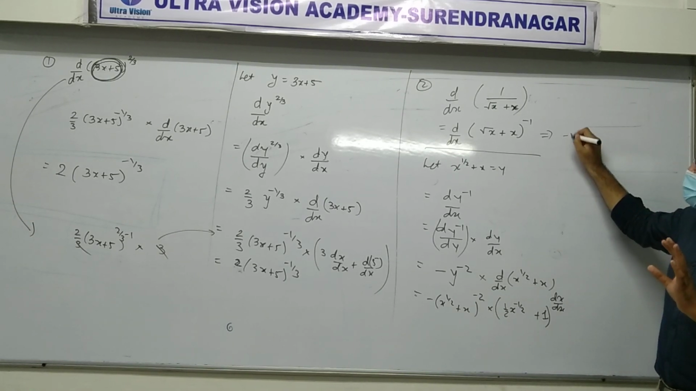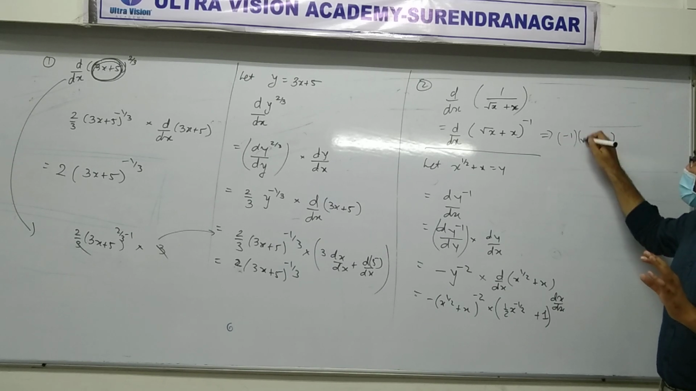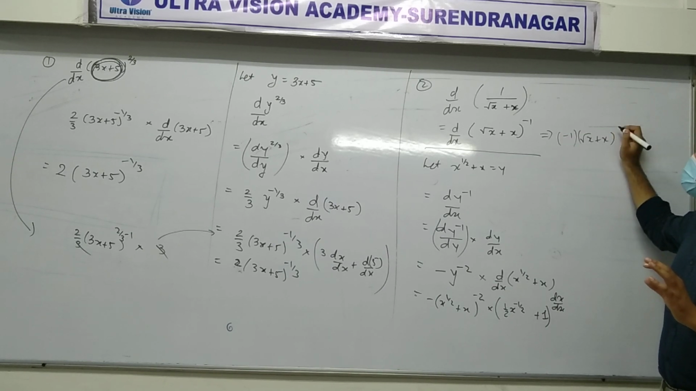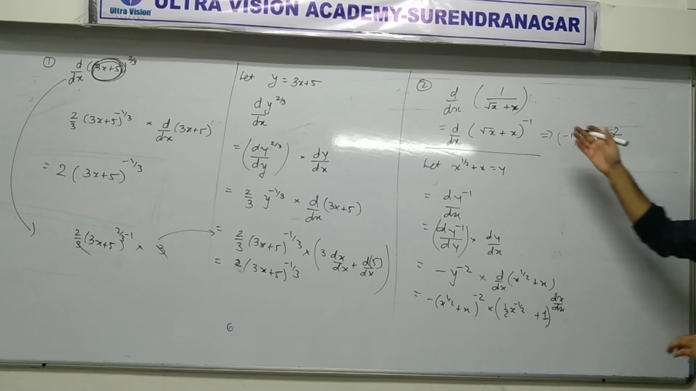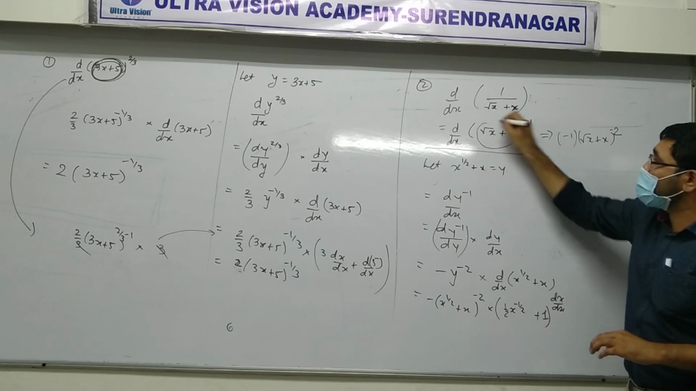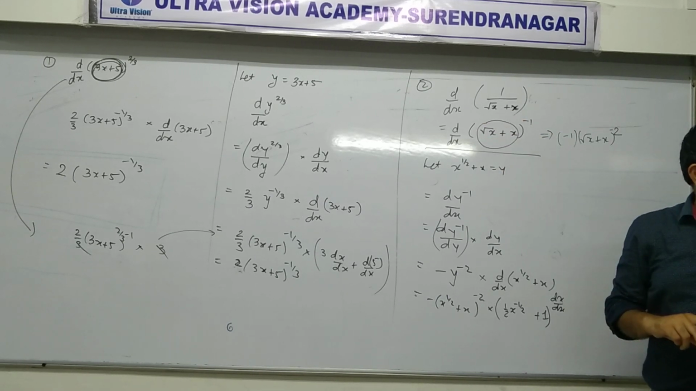So n means minus 1, into something raised to minus 2. Clear or not clear? I should write minus 2. Is that fine? Yes. Everyone got there? Yes. Sure? Yes. Okay. That's it. But it's not complete. Now you have to take that something. This was the something, wasn't it? Yes.